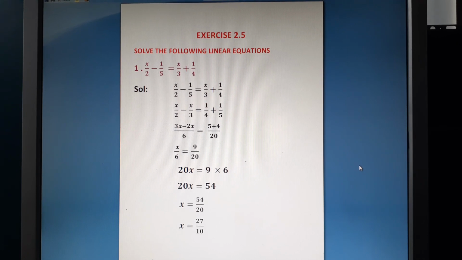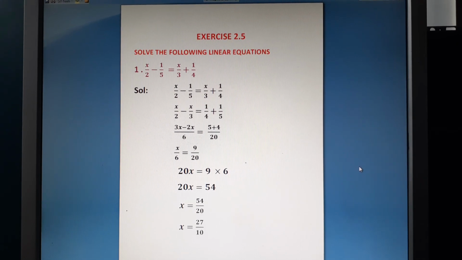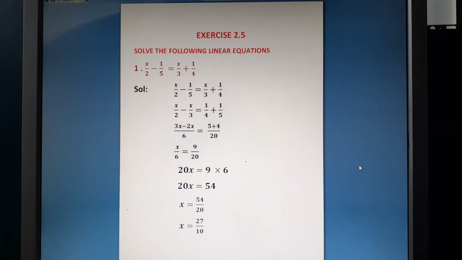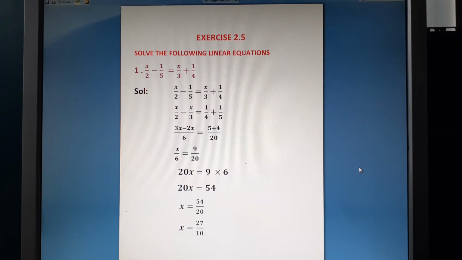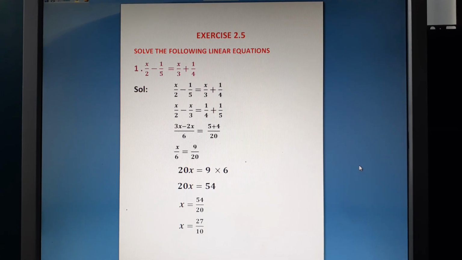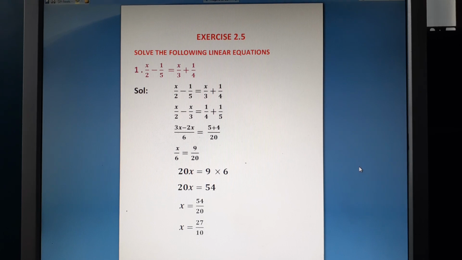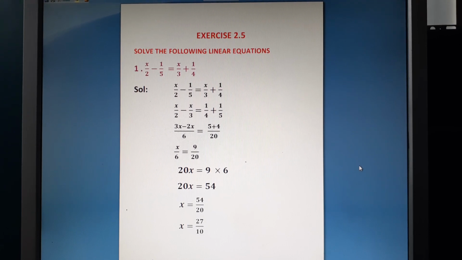In this exercise 2.5, we have to learn how to reduce equations to simpler form and how to solve them. Exercise 2.5, solve the following linear equations.